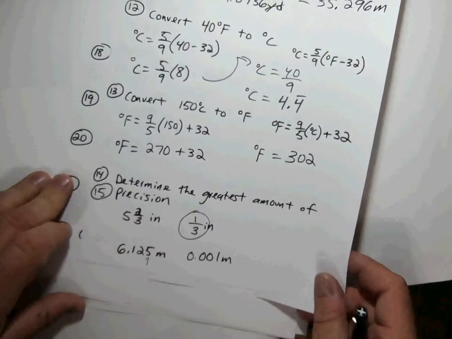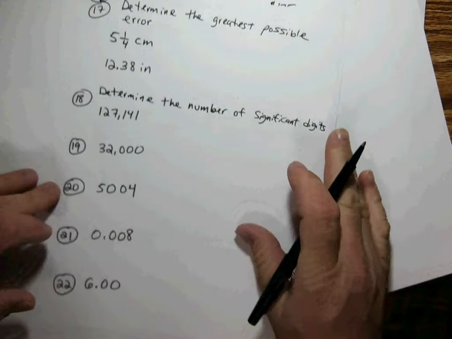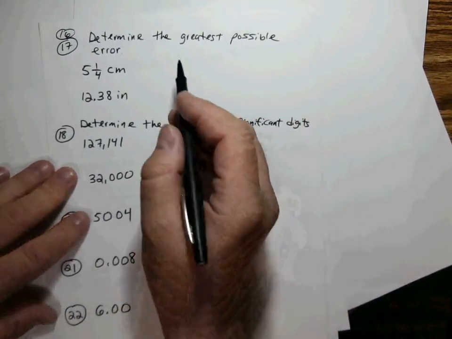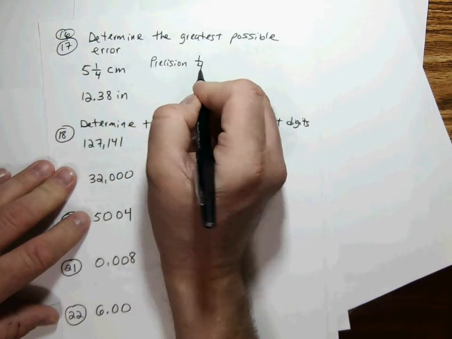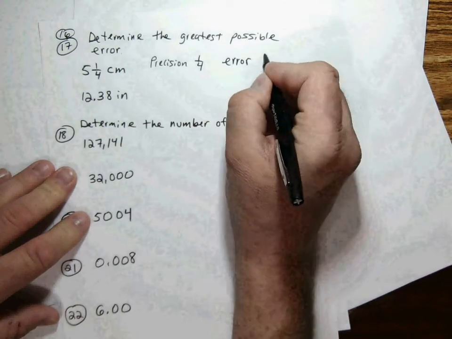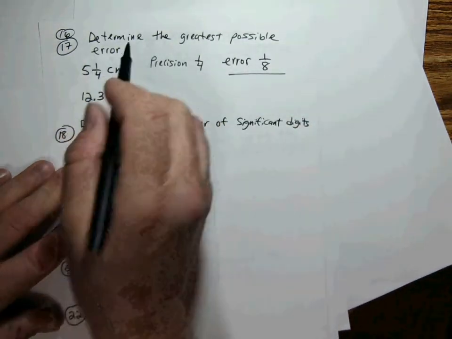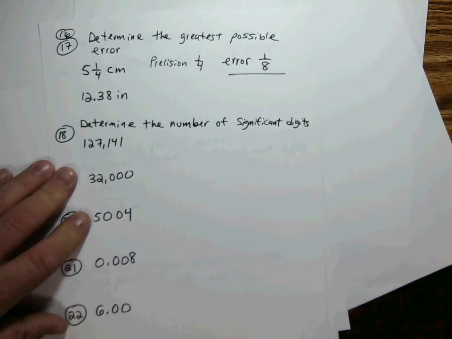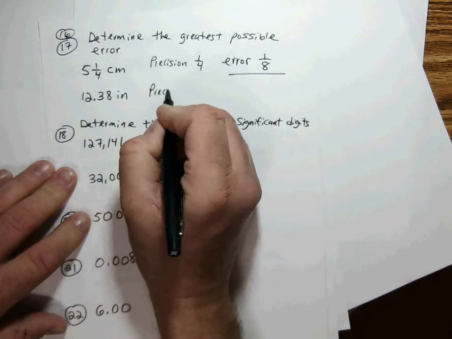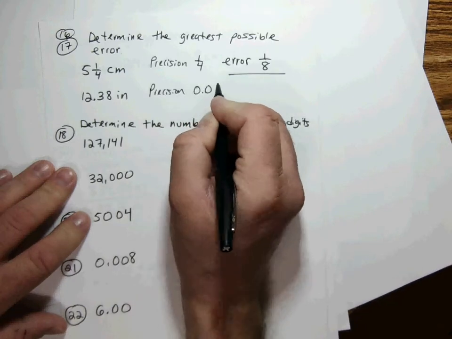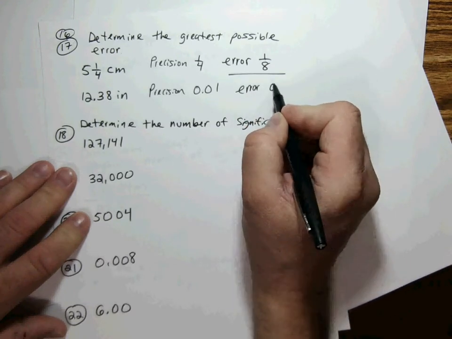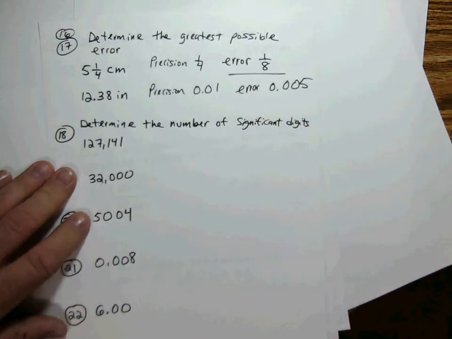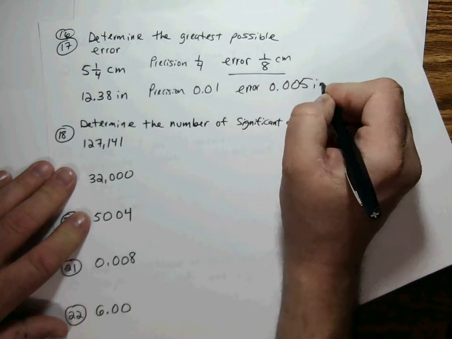Error is half of the precision. So if I wanted to find precision here, it would be 1/4. So the error is half of that, so it would be 1/8. Okay, we're being asked to find the error here. So the error is 1/8. The precision here is 0.01, 1/100, so the error is 0.005, half of it. Okay, again, centimeters here and inches here.